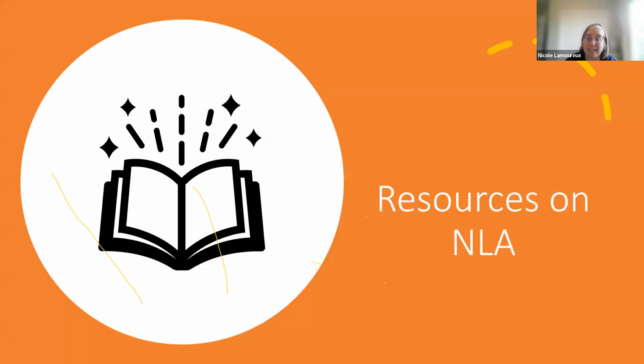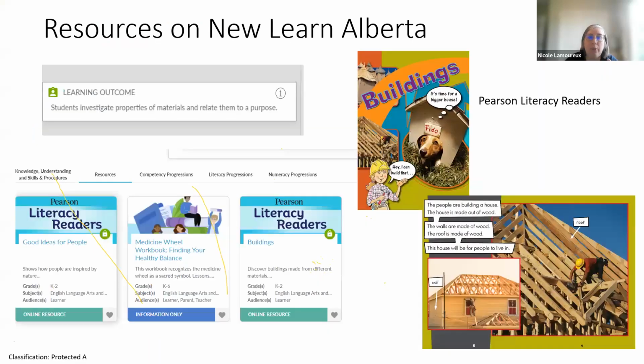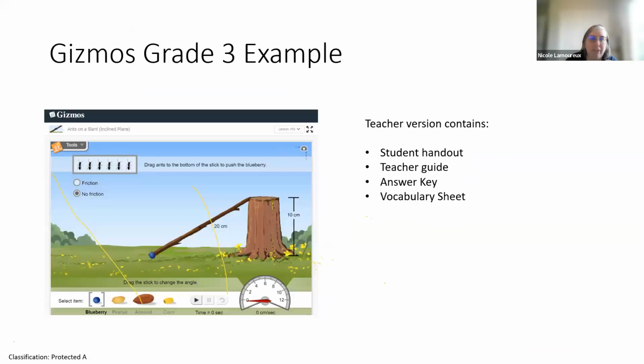I do want to highlight resources on New Learn Alberta. So when you go into New Learn Alberta in the curriculum, there's that little i, and if you click on it, you get the text on one part, but if you click resources, there are some, and what you'll see most of for grade 1 to 3 right now is these Pearson literacy readers that can support some of the concepts that they're learning, maybe at the explain phase.